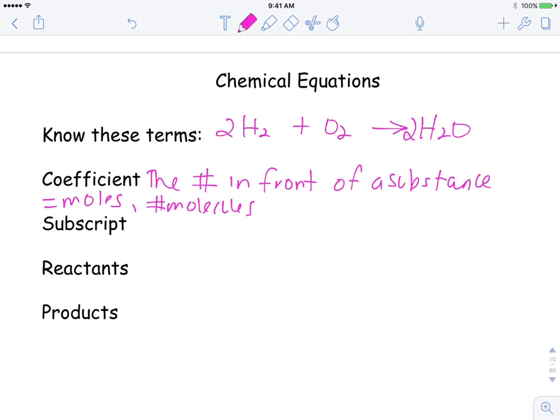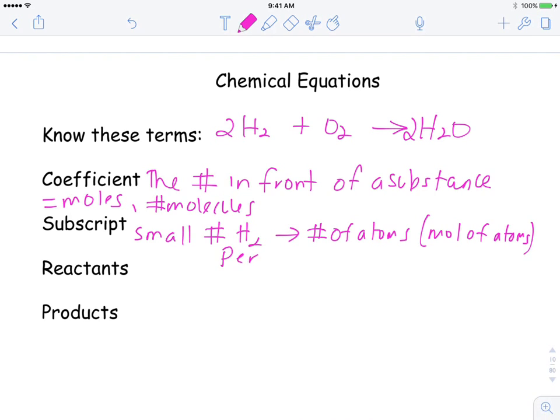Now the subscript, that's the small number. So H2, for example, tells you the number of atoms, or if you want to say moles of atoms, per molecule, or moles of molecules. So in this case, if I were to look at the H, I would have H2, and that H2 would tell me that I have 2 hydrogen atoms. If I were to have the 2H2, I could multiply the large 2, the coefficient, by the subscript, and I could get 4. And that would give me 4 atoms total.